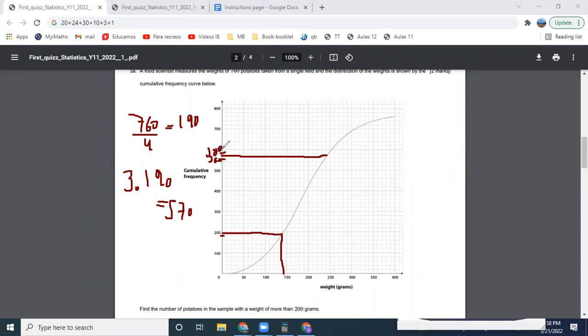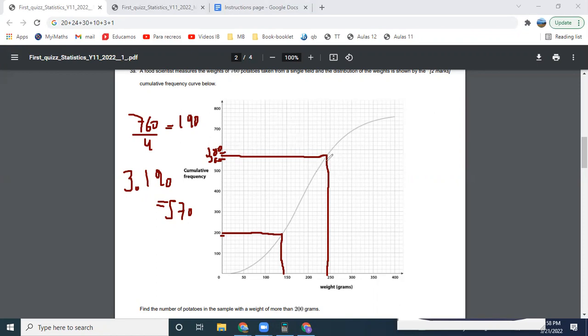Sorry about the numbers. And here we will stop at the graph and then go down. So this would be something between maybe 240 and 250, right? Something like that. Actually, it should be less than 250, right?